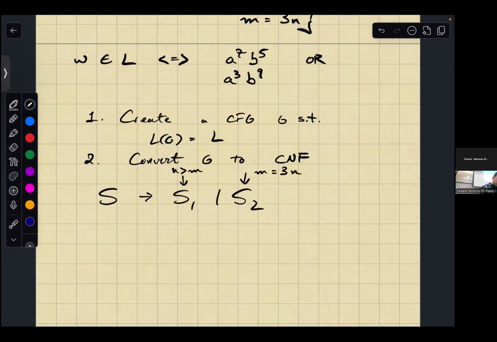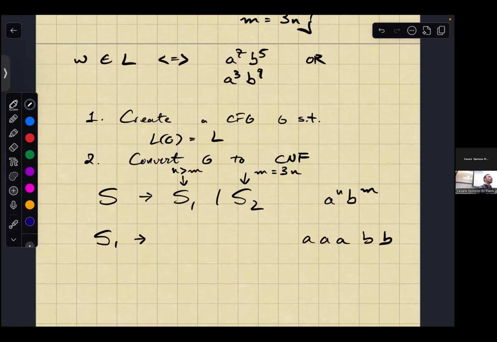And just a reminder, we're dealing with A^n B^m here. Okay, so then let's do S1 first, right? So what is S1 going to look like? I essentially want to generate strings where I have more A's than B's, right? So if I have an example string, maybe AAA, BB, right?